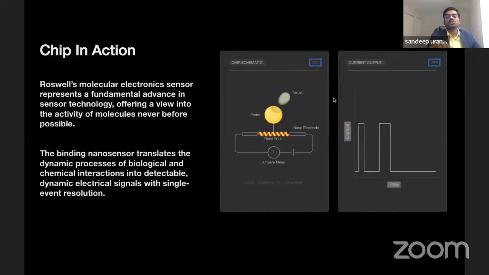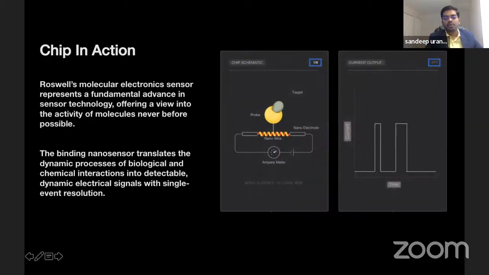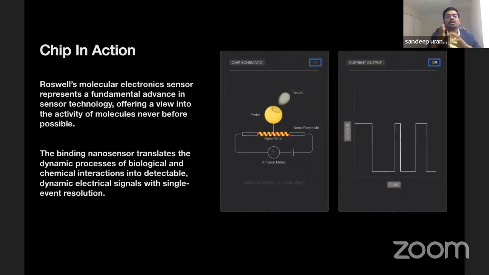What they have basically done is attach to these nanosensors a polypeptide of amino acids which can bind to metals, and then to this amino acid peptide they have attached the probe by using click chemistry. When a target binds to its probe, these binding interactions at the nanosensors translate this dynamic process into detectable and dynamic electrical signals with a single event resolution at a rate of more than 100 frames per second.